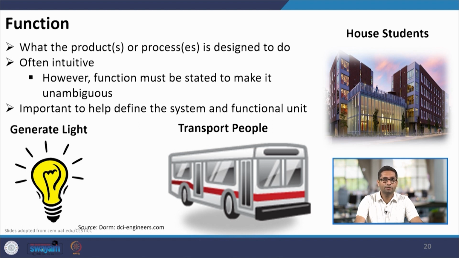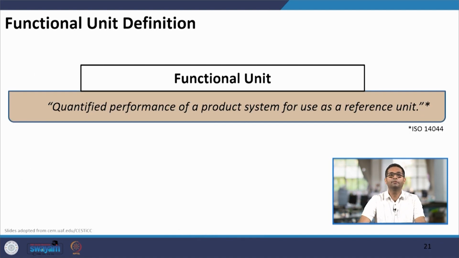So it's very important to understand the system and the functional unit, and let us do it as we move further. If I go with the functional unit definition given in the ISO guideline, it is the quantified performance of a product system for use as a reference unit. So I would want to use this functional unit as a reference unit, and I would be quantifying the performance of this product relative to this reference unit.